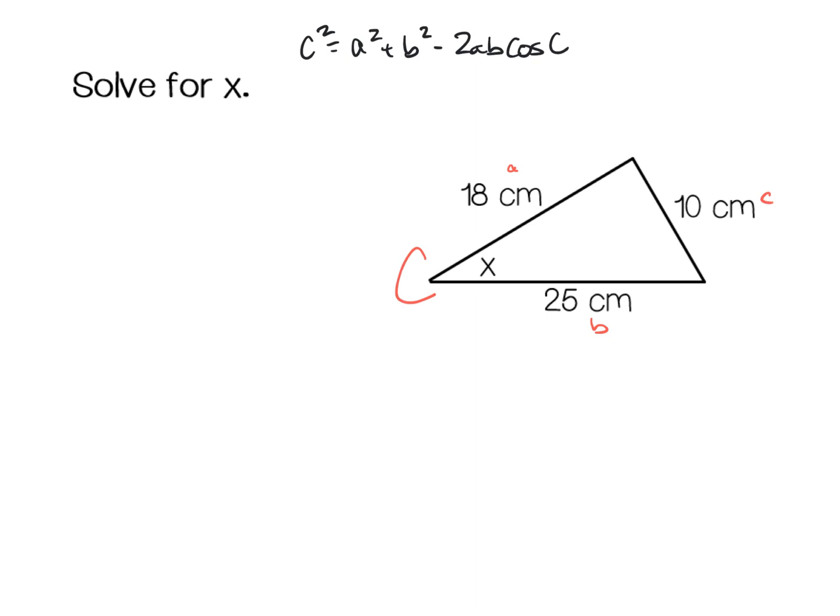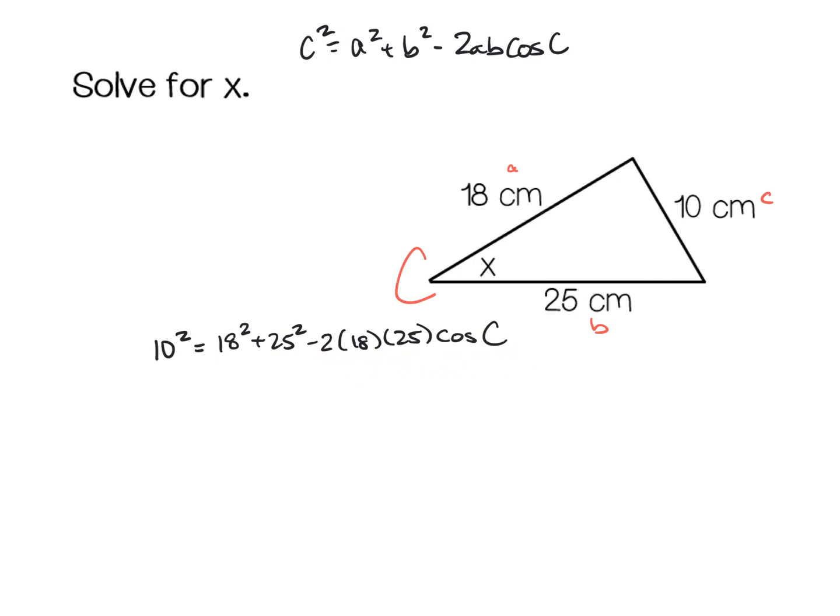All right, so let's start plugging things in. We have 10 squared equals my A and B squared, so I have 18 squared plus 25 squared minus 2 times 18 times 25 times the cosine of C. All right, so this is a little bit trickier only because you have to follow order of operations. Okay, so keeping in mind, we want to get C by itself, right? Well, C is part of cosine, and all the stuff is being multiplied times the cosine of C.